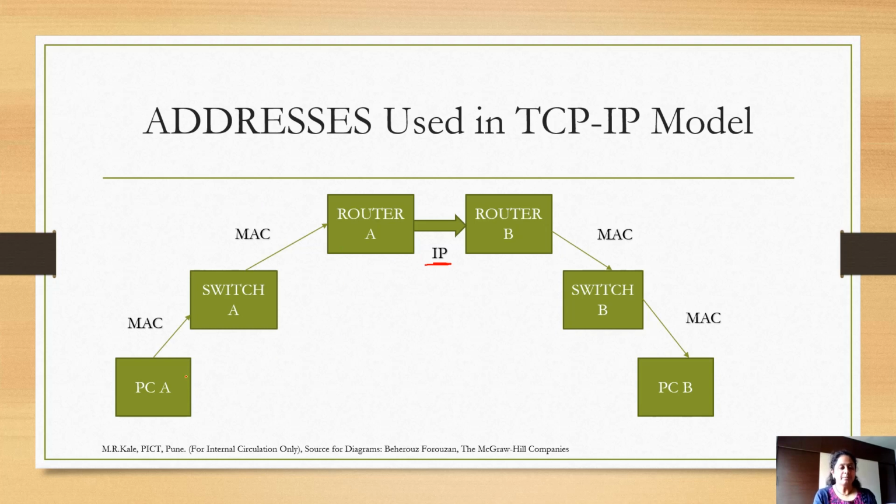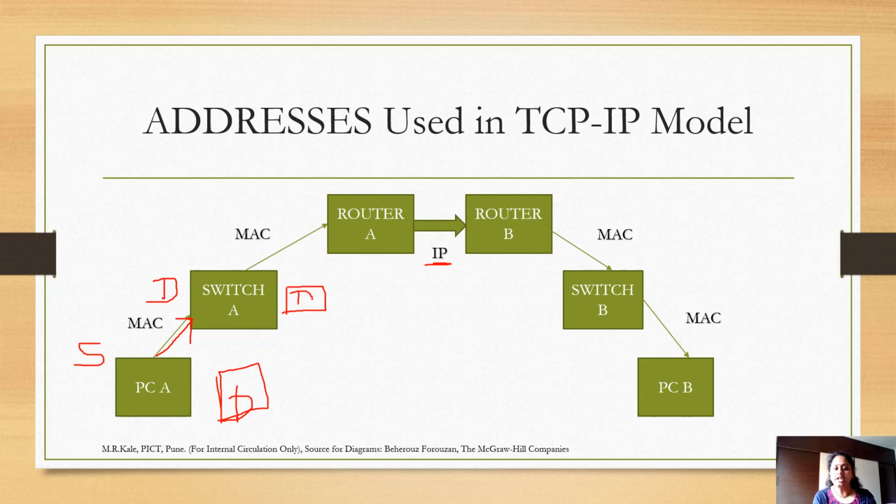Coming back to the last point, PC A to switch A, we are using MAC address. Now assume that this is the data packet that is being transferred. Now this data packet, when being transferred from PC to switch, must have two MAC addresses. One is the source MAC address and another is the destination MAC address. So for this example, the source MAC address is the MAC address of the PC and the destination MAC address is the MAC address of the switch. Once this communication is over, the data packet lies with switch A, okay?